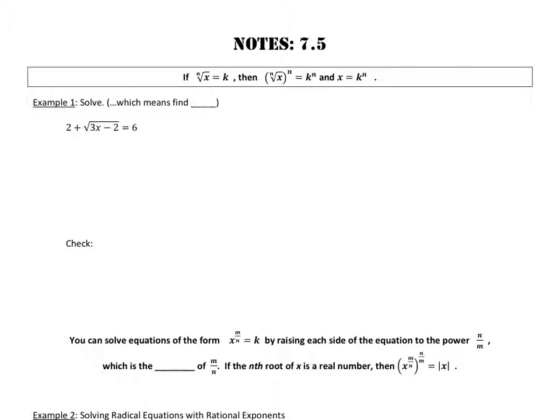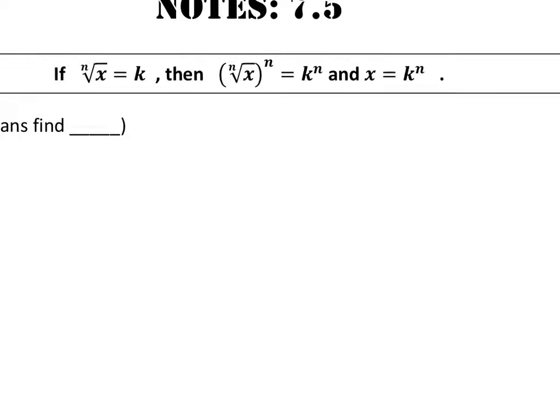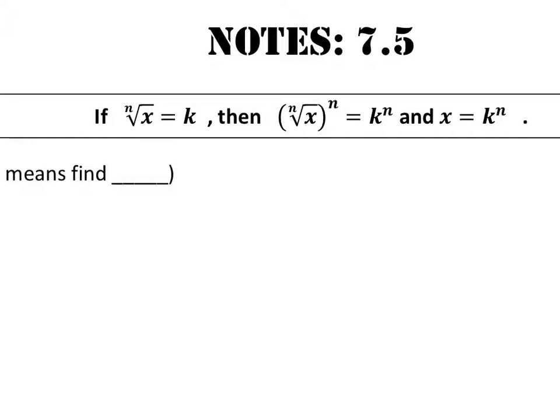All right, so 7.5, we are going to solve for x. So our whole goal is to get x by itself. But we have a radical. So the basic principle that we're going to follow when trying to get rid of a radical, okay, we'll have problems set up like this.